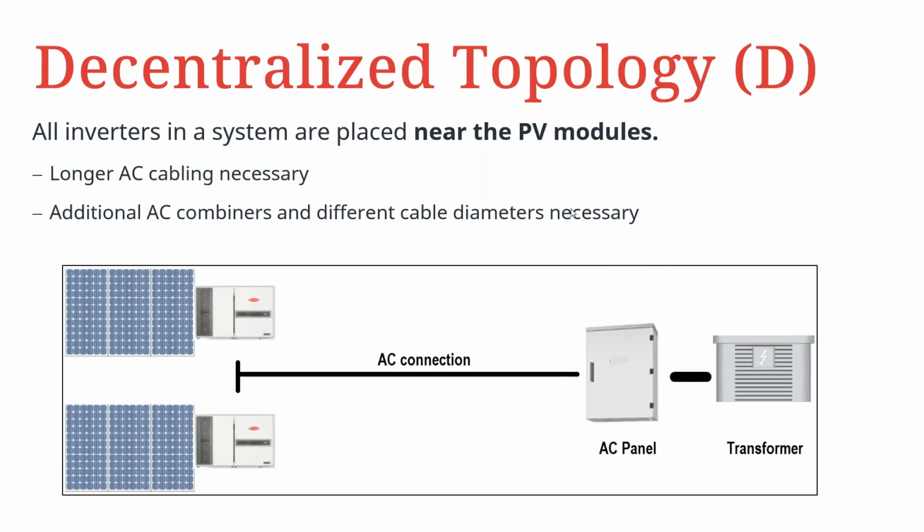So for the D, or decentralized topology, this is when all inverters in the system are placed near the PV modules, as in a typical PV system design. This allows for longer AC runs, but also shorter DC runs. Therefore, additional AC combiners and differing cable diameters are necessary, especially with the losses that will occur from the extended length. So that is one of the limitations with your decentralized topologies.